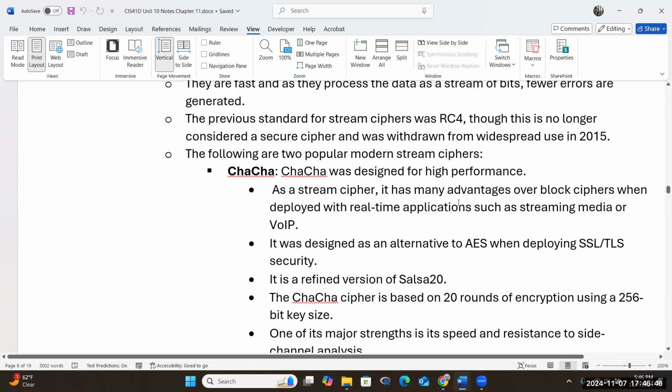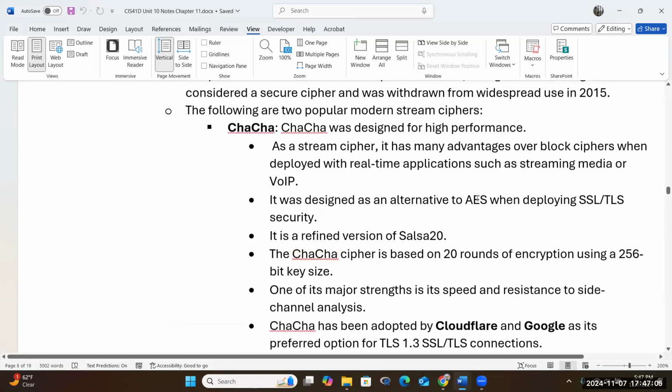A lot of web-based applications implemented stream cipher algorithms. It is an alternative to your AES when deploying SSL/TLS. So whenever you see this, that's HTTPS, encryption for HTTPS. So web-based applications. So if you don't want to use AES, ChaCha is an option. It does 20 rounds of encryption with a 256-bit key length, so it is strong.